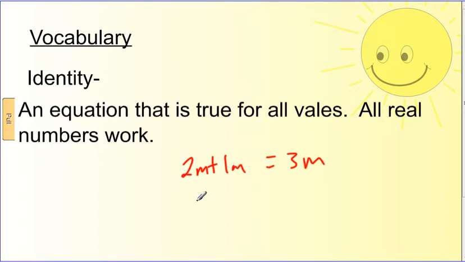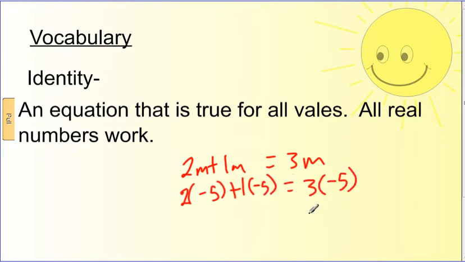Put in 0. Well, 2 times 0 is 0. 1 times 0 is 0, so this side equals 0. 3 times 0 is 0. What about a negative? 2 times negative 5 plus 1 times negative 5 equals 3 times negative 5. This side is negative 15. 2 times negative 5 is negative 10, plus a negative 5. Negative 10 plus negative 5 is negative 15. So this would be your identity equation, where every single number will work. We're going to see these later on today.